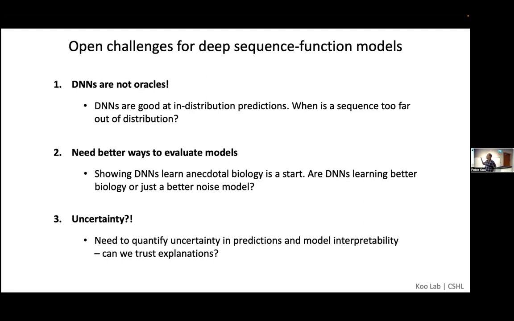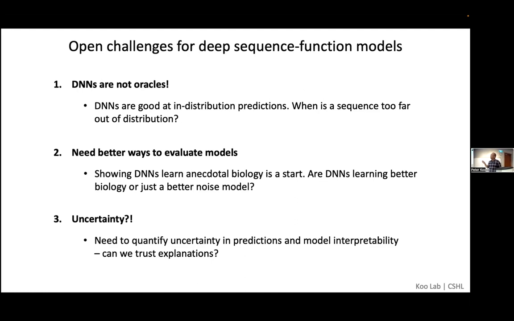We need better ways to evaluate our models. A lot of times, and I'm guilty of this today, we just show that our models learn motifs that were already known that other simpler models could have already found. So what is the competitive advantage of our neural network models? Is it learning something better, more biology? We need to go beyond just showing the basic things.